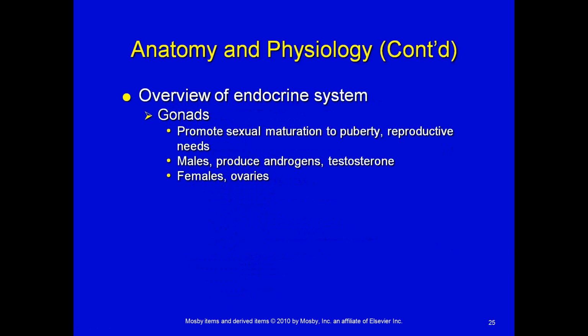The gonads, then, are also part of the endocrine system, and they promote sexual maturation to puberty. And they're responsible, of course, for seeing to our reproductive needs. In males, the gonads produce androgens like testosterone. And in the females, the ovaries secrete progesterone and one other one. I'll come across it here.